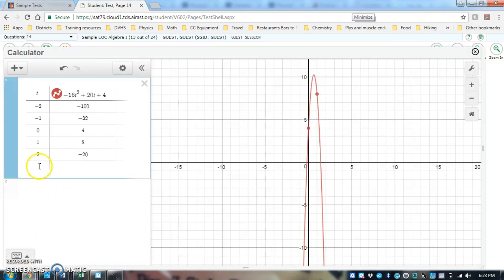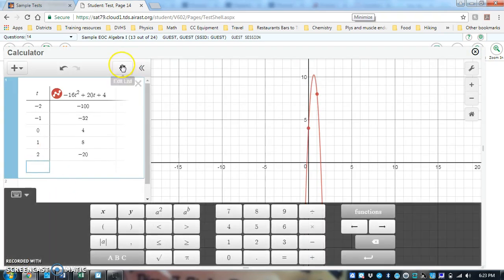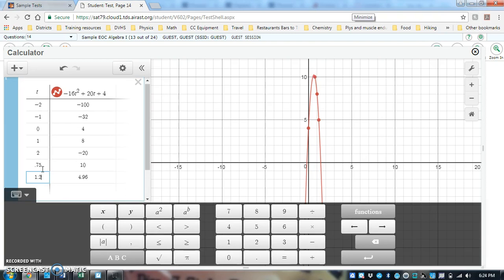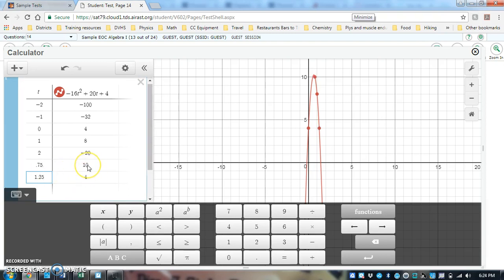All right, I've put this in the calculator. I've created a table by hitting this gear button, which is edit list, and selecting the table. I need to find the output values for x is 0.75, where it's 0.75 seconds, and at 1.25 seconds. And I find that those output values are 10 and 4.